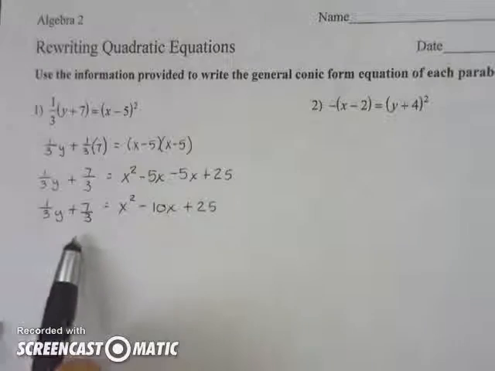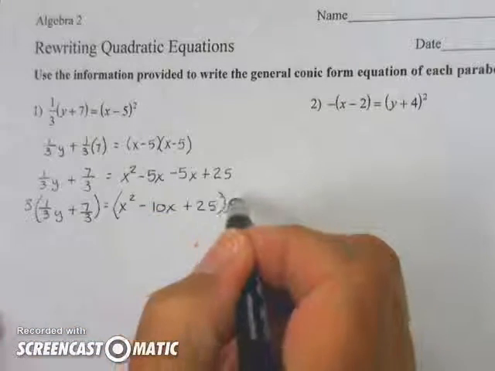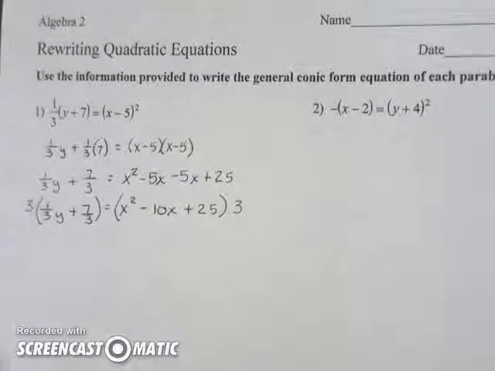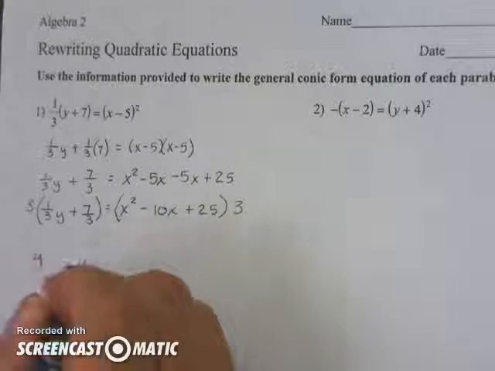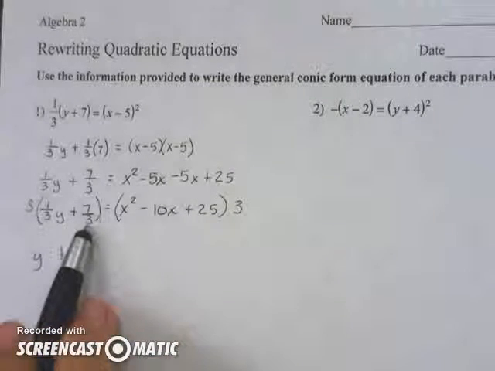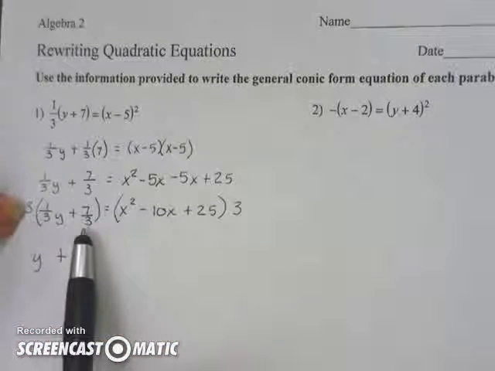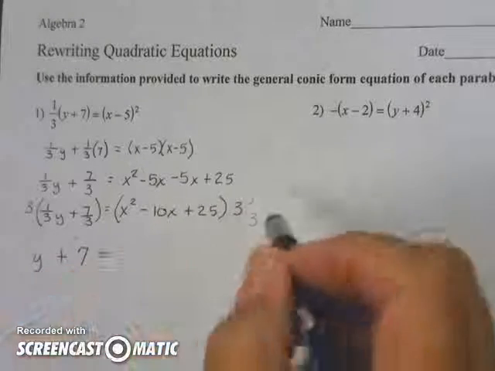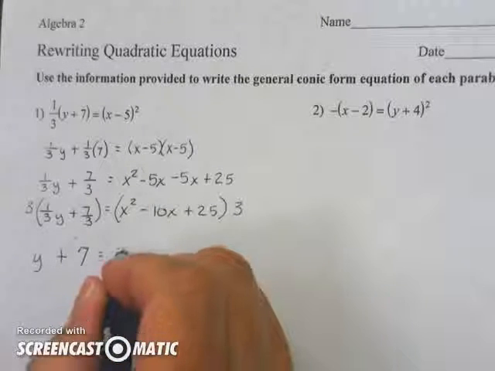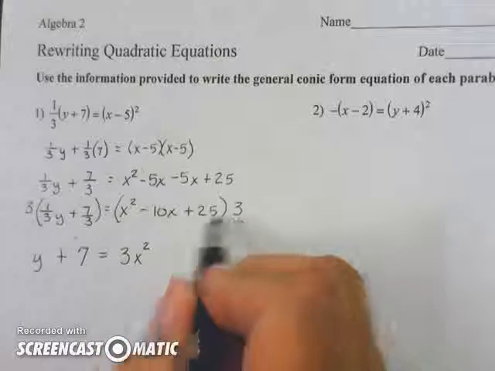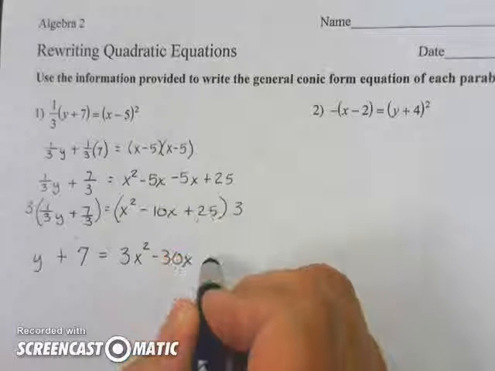Since these are both 3's, what I will do is multiply both sides of my equation by 3. This will eliminate my fraction. 3 times 1/3 gives me 1. And 3 times 7/3 will give me 7. My 3's will cancel. The other side, I'm going to do the distributive property. 3 times x squared. 3 times negative 10x. And 3 times 25.